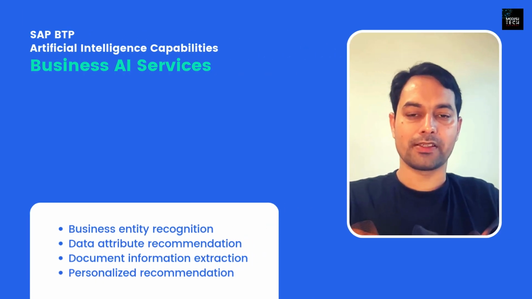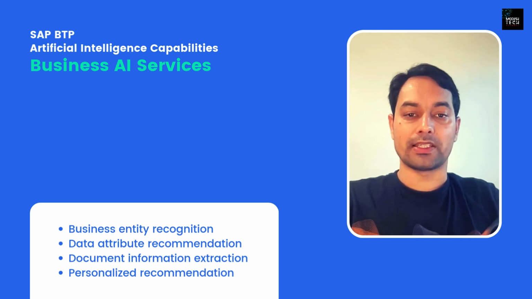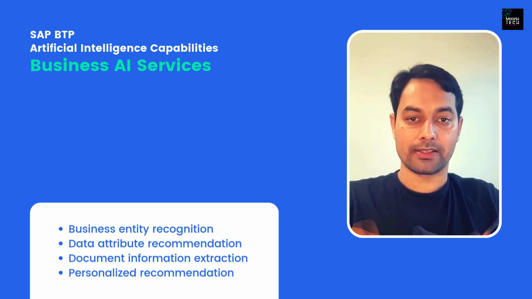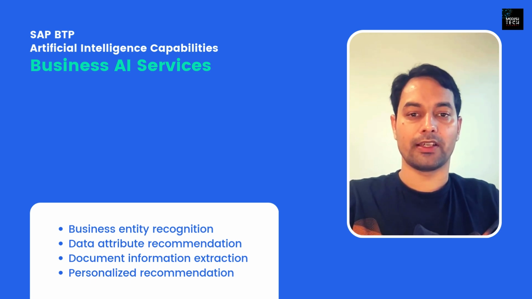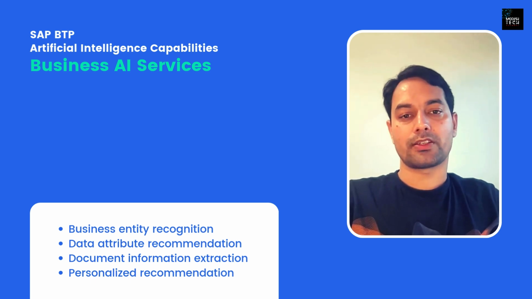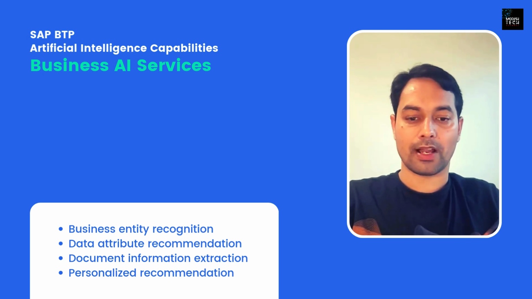So, in terms of business AI services, let's understand these different services which are available on BTP. The first one is business entity recognition. That means that models can basically tell you what a particular business entity is based on text or emails or any unstructured data. The data attribute recommendation can give you missing data and the attributes that are missing in your data, and tell you a value for that. Document information extraction is based on OCR technology. So you give a PDF, and all the information inside the PDF gets extracted easily.